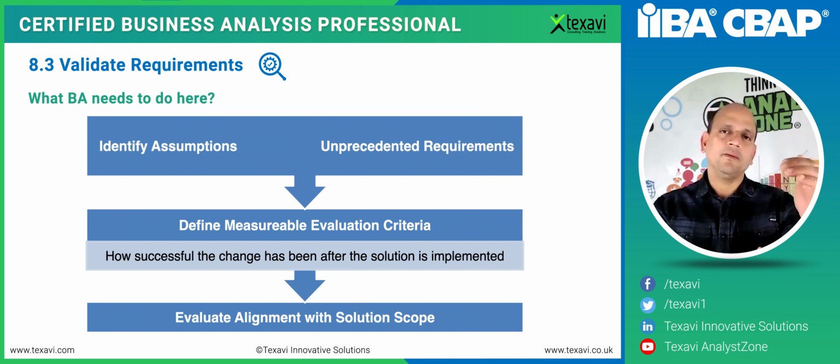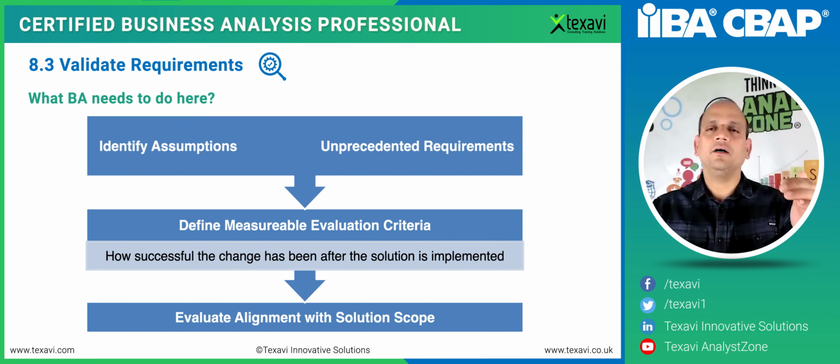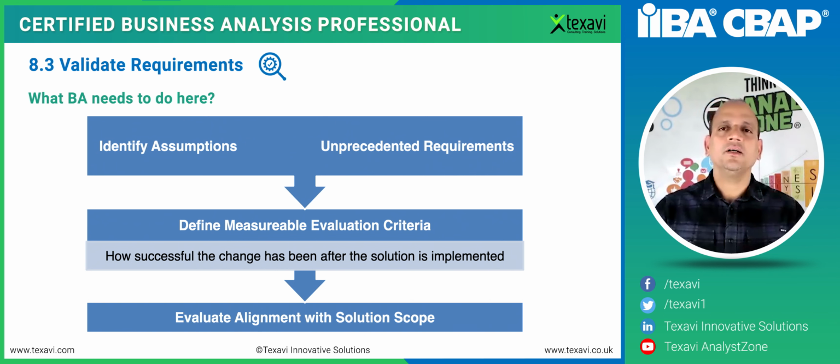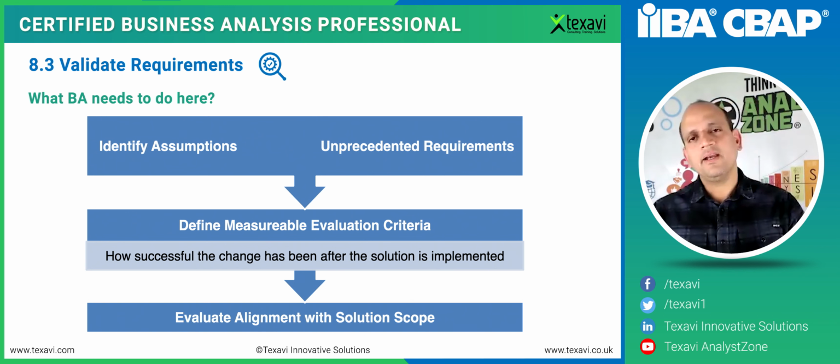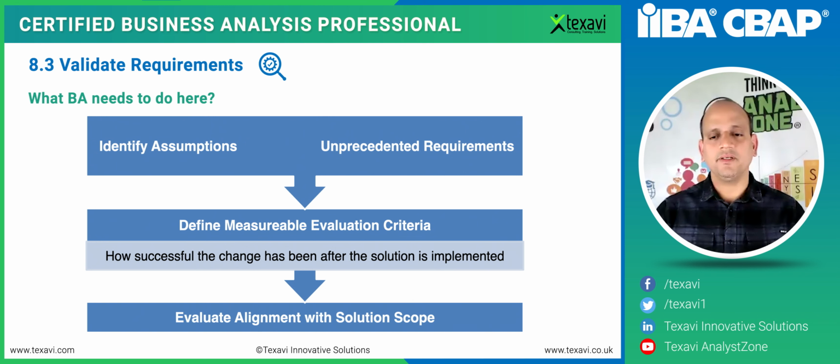Out of these, the product backlog of thousands of items, requirements, changes, defects, and new ideas, how can we shortlist some of those? On what basis? What are the prioritization parameters? We need to have some kind of idea at this point of time. And then we need to obviously get an alignment with the solution scope. So that's what is important.